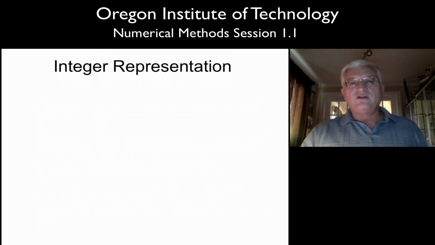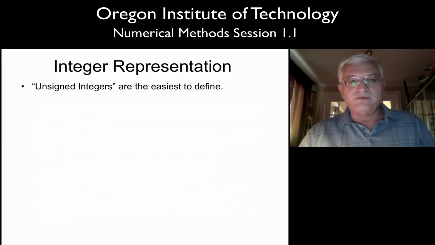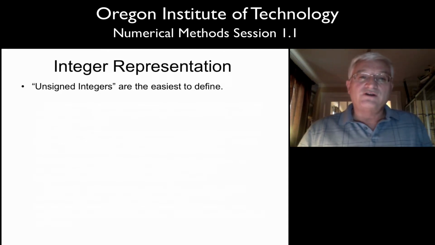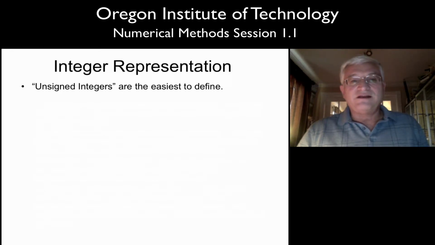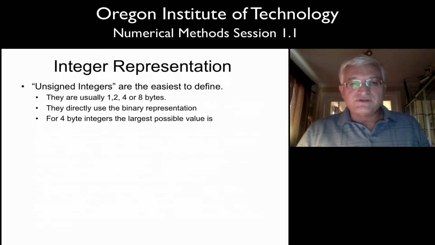So let's take a look at an integer representation. There's more than one, but we're going to start with the simple ones. And the simplest form of an integer is called an unsigned integer. It's really the easiest to find because it's laid out just like we lay out binary numbers. And again, it's usually 1, 2, or 4 bytes. We'll be using a 4-byte example in the points that are following. They directly use the binary representation.